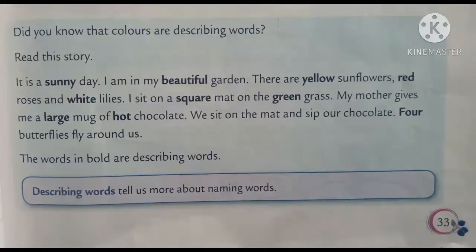Okay, children? See further. I sit on a square mat. What kind of mat, children? Square mat. So, the word square is a describing word because it is telling us about the mat. I sit on a square mat on the green grass. What kind of grass, children? Green grass. So, the word green is telling us something more about the noun. Okay, children. So, it is a describing word or an adjective.